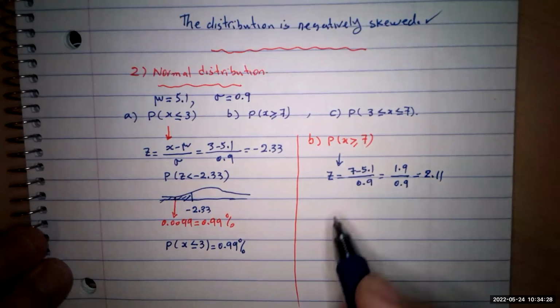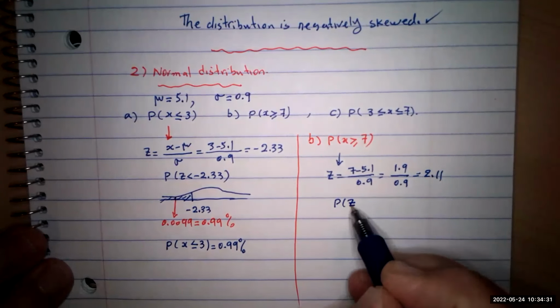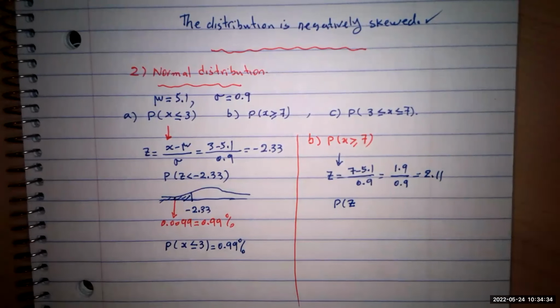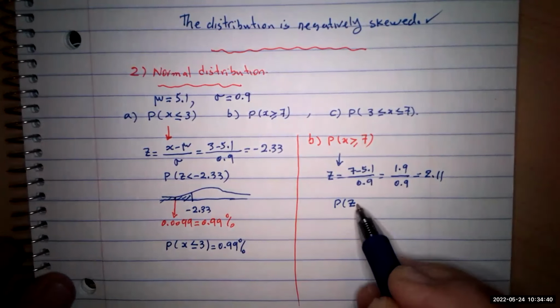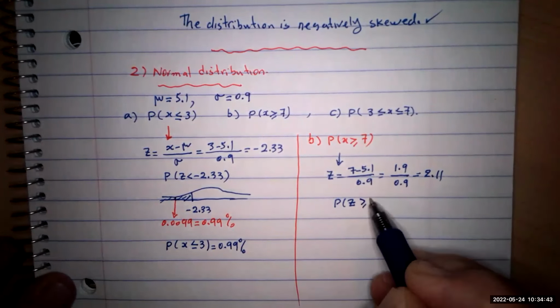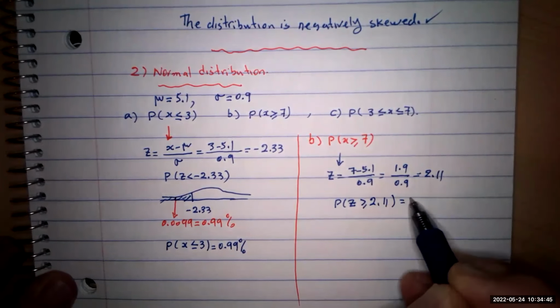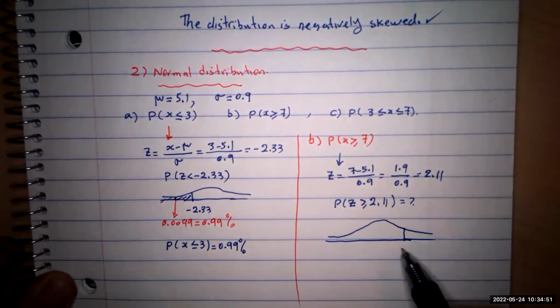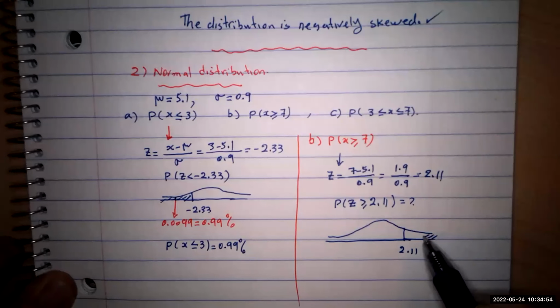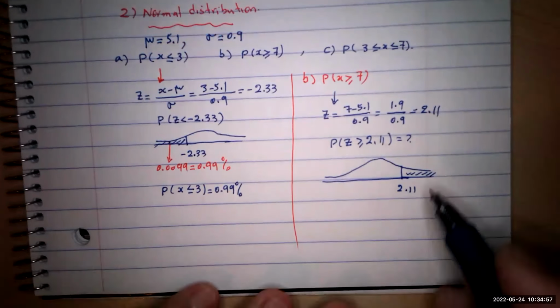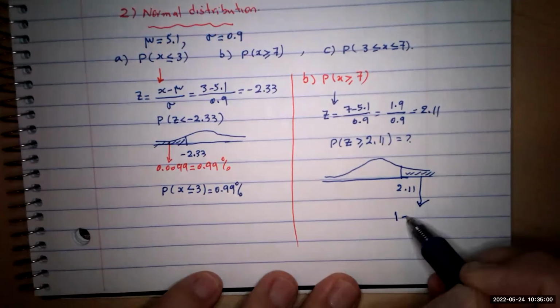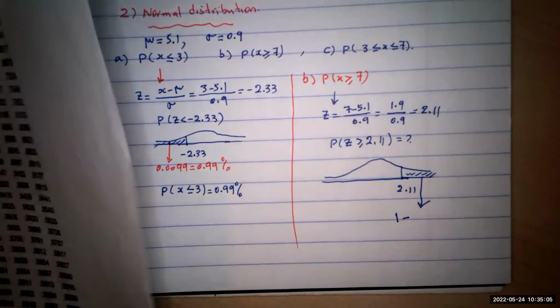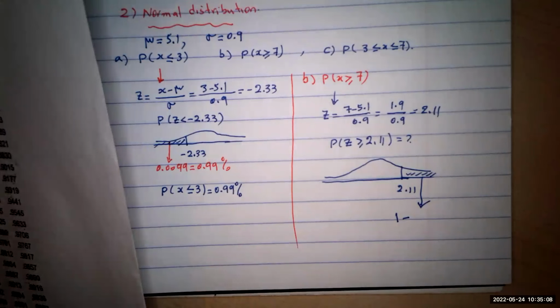So it's a probability, so we arrive at Z. I write it down for myself. It's the probability that Z is greater than or equal to, doesn't matter, 2.11. It's the area to the right. You have to find the complement if you want to use your table. So it's going to be 1 minus the probability that corresponds to the Z number 2.11. Go to the Z table and you find it.